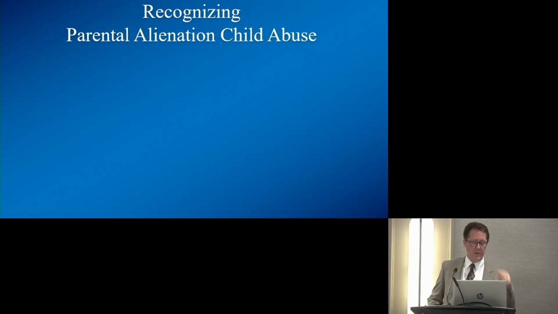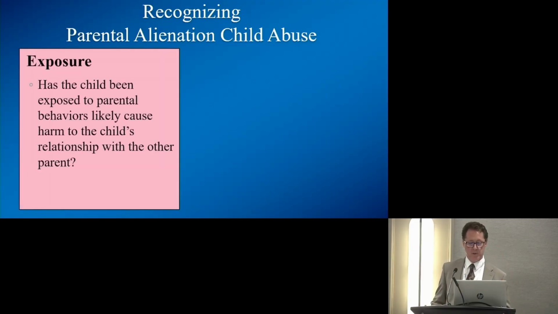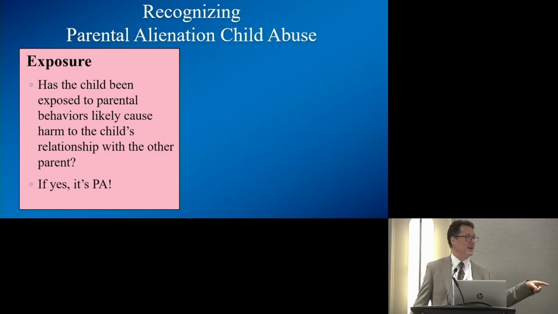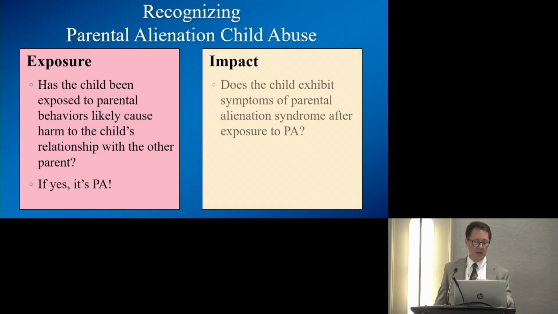So recognizing parental alienation child abuse happens in two ways. We have two types of measurement. One, the first thing I look for as an evaluator, has a child been exposed to parental alienation behaviors, any parental behaviors likely to cause harm to the child's relationship with the other parent? If the answer is yes, it's parental alienation, and it's psychological abuse. It's that simple. The second question we look for when we're evaluating the family is, does the child exhibit symptoms of the syndrome? Has it progressed to the point where the child has internalized it? If the answer is yes, it's parental alienation syndrome.